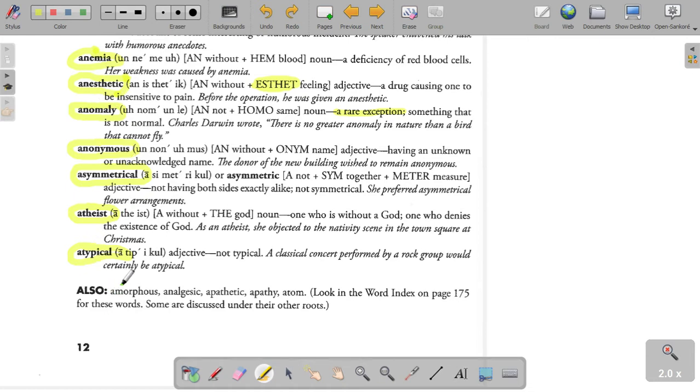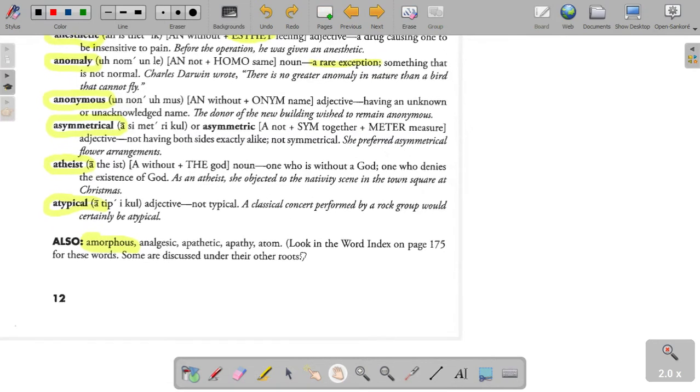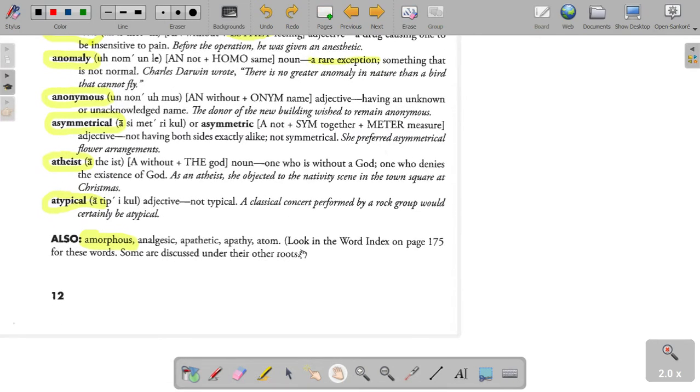Now, I want to see if you can tell what these words mean just based off of the actual form of the word. So what do you think amorphous means? I don't know. So amorphous means literally without shape or without form. So something that's amorphous would be something that just kind of has no static form, and it's like a blob. I guess a blob would be amorphous.